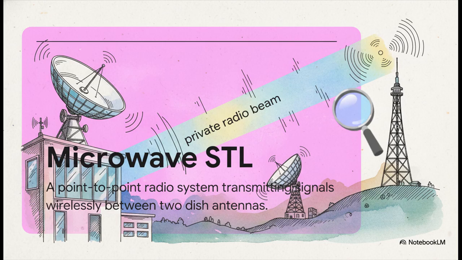The easiest way to think about this is like a super-focused invisible beam of radio waves. It's a direct, point-to-point shot, firing the signal from a dish at the studio straight to another dish at the transmitter. No wires, just a straight line through the air.